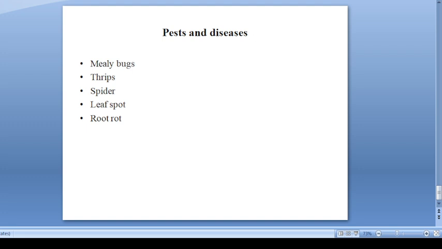So we can use imidacloprid or dimethoate. For thrips, fipronil we can use to control them. For spider mite, that webbing we have to remove manually. Then for leaf spot problem, we can use any conazole groups, and for root rot problem, quick dipping of the seedlings while transplanting in fungicides like carbendazim will help in controlling this problem. So this is in brief about marigold production.